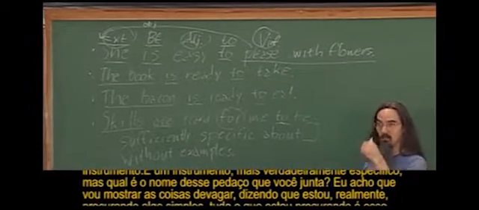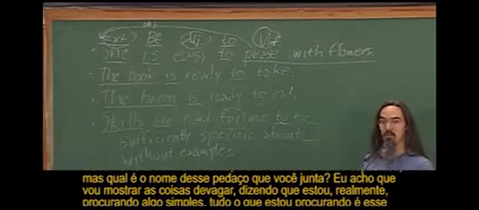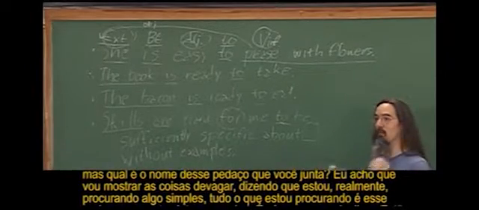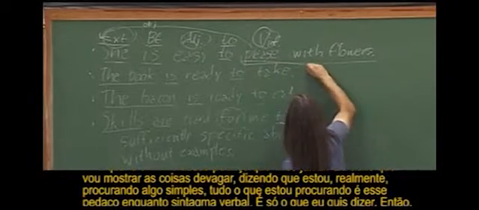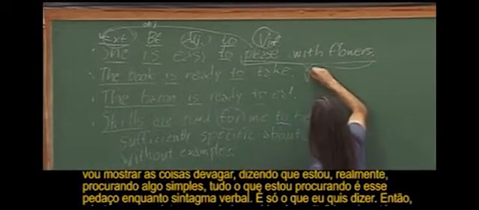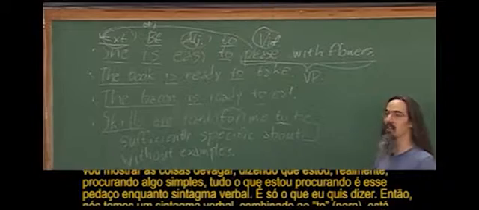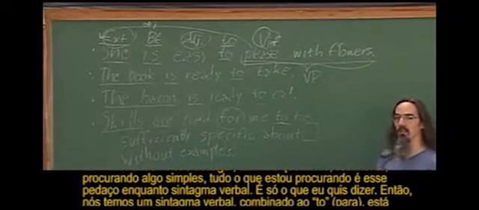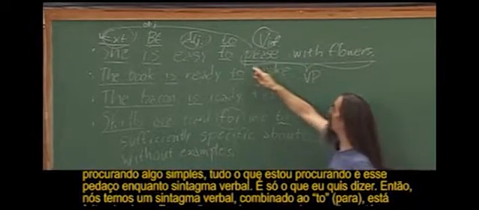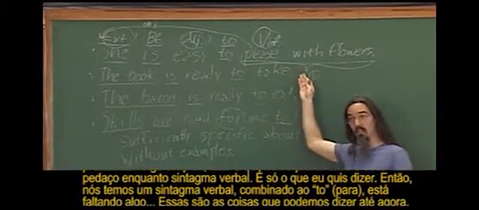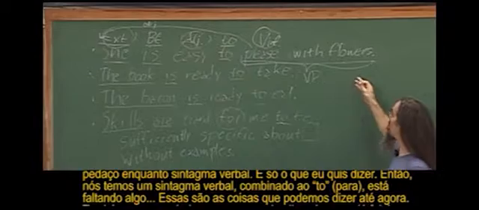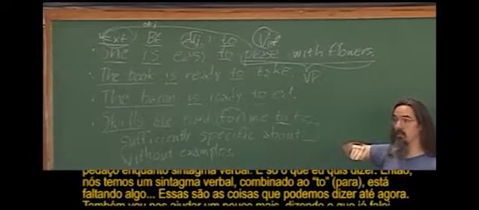All right, I think I'm going to short circuit things slightly by saying I'm really looking for something simple. All I was looking for was this chunk is a verb phrase. Oh, okay. That's all I meant. So we have a verb phrase that goes with to. It's missing something. Those are the things we can say so far, right?